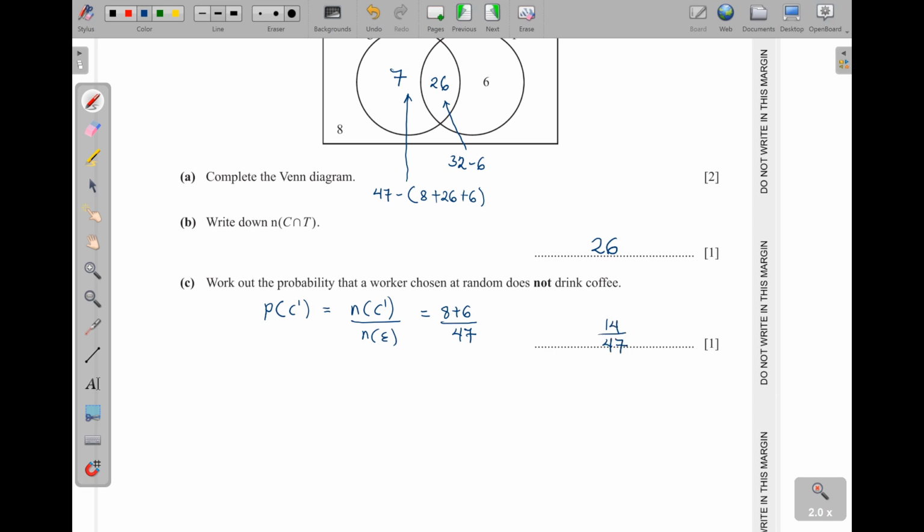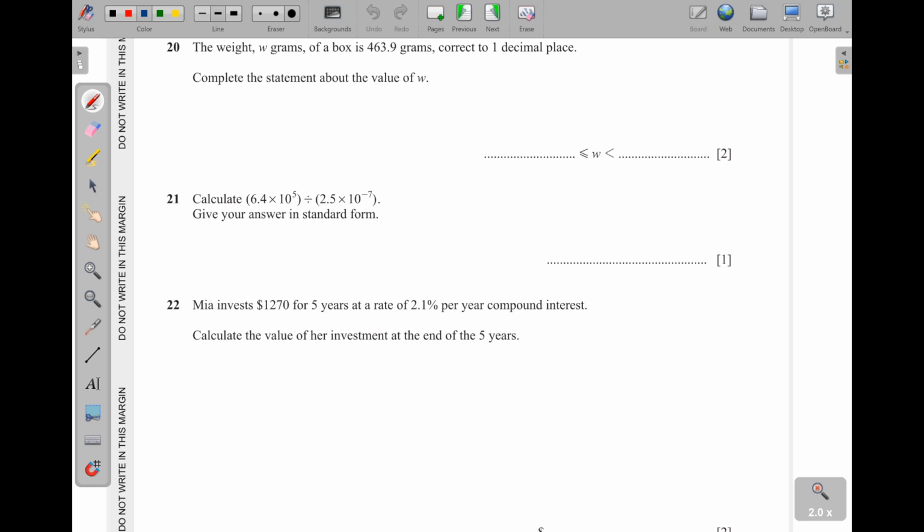Out of 47. Question 20. The weight W grams of a box is 463.9 grams, correct to one decimal place. Complete the statement about the value of W. So here you find the error bound. Since it is correct to one decimal place, the error bound is 0.1 divided by 2, which you get as 0.05.